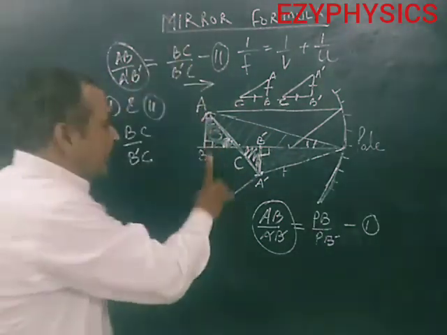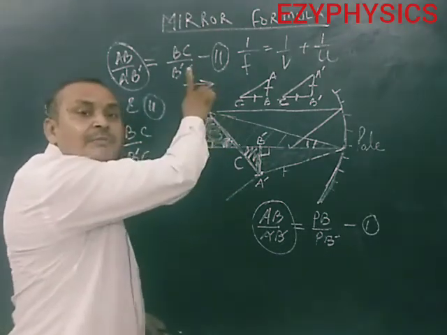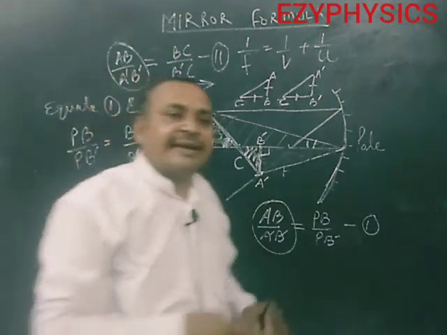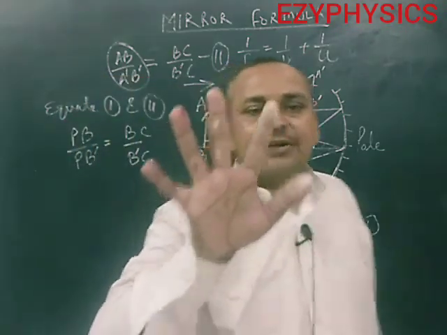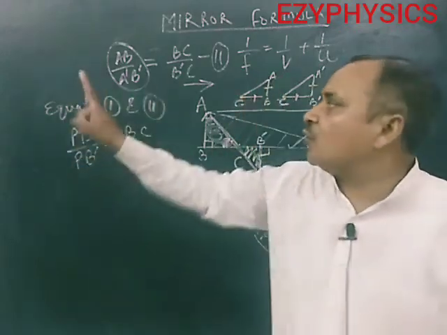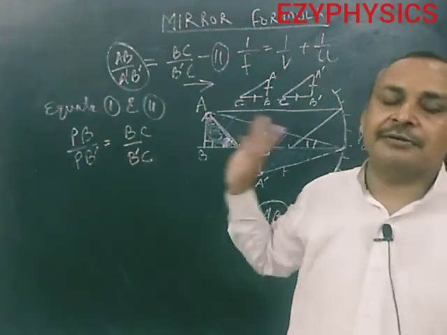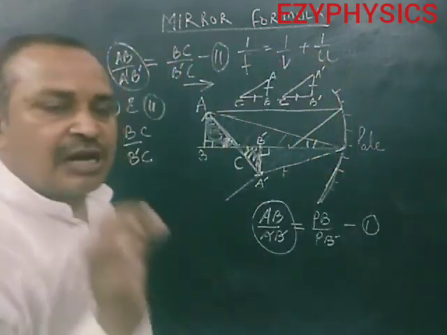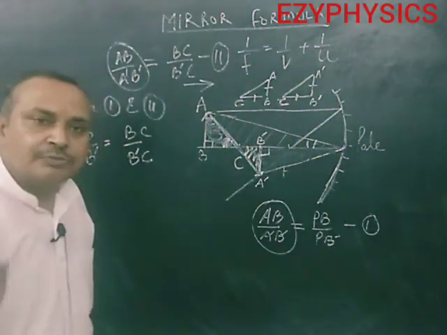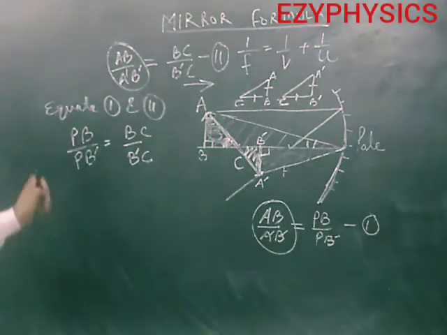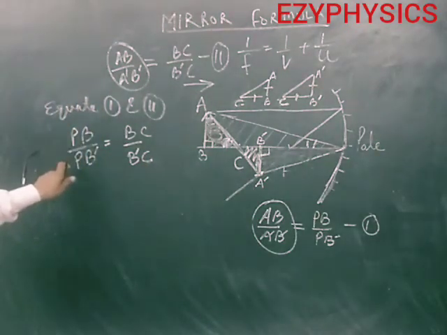Above the principal axis, positive. Below the principal axis, negative. So these are the 5 sign conventions, and that is what we are going to use here. I hope these concepts are getting very clear to you. Let us continue further.